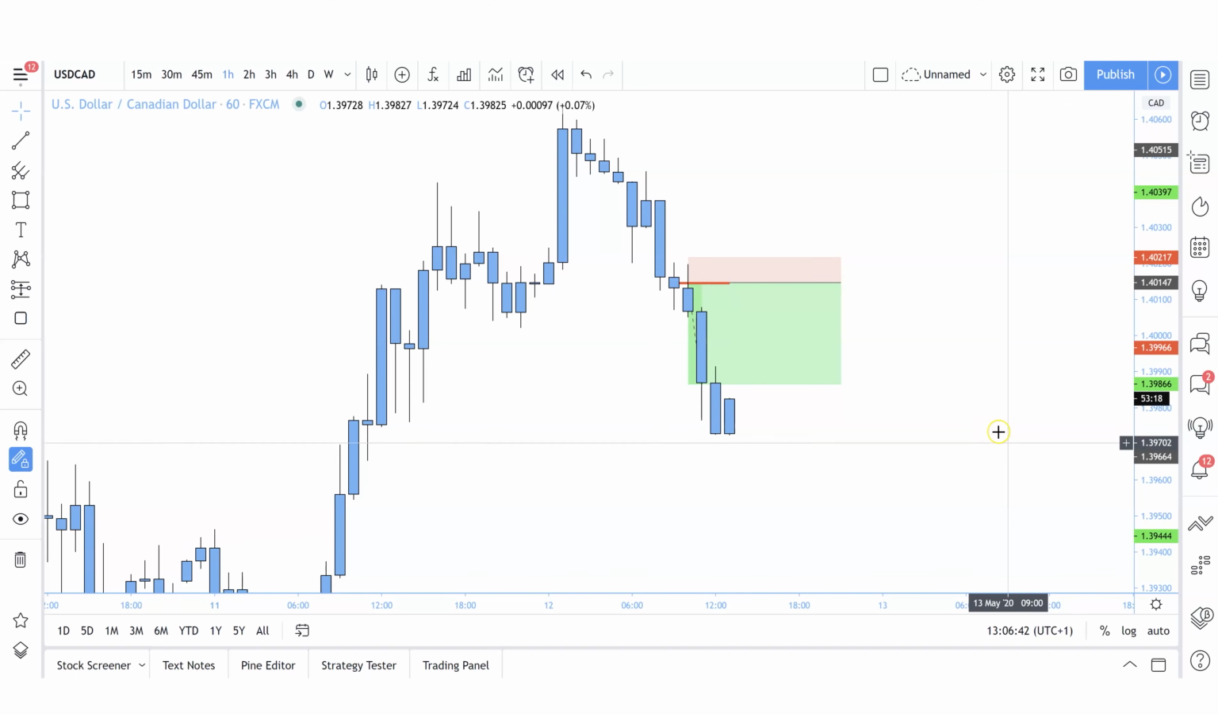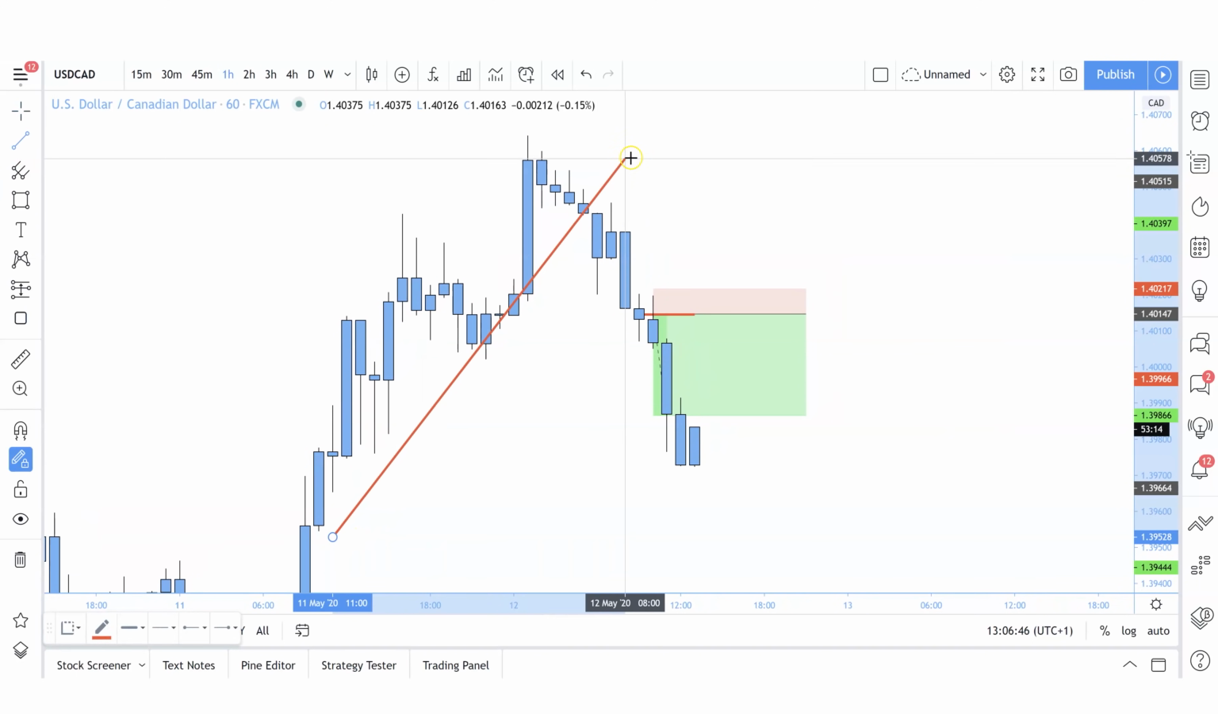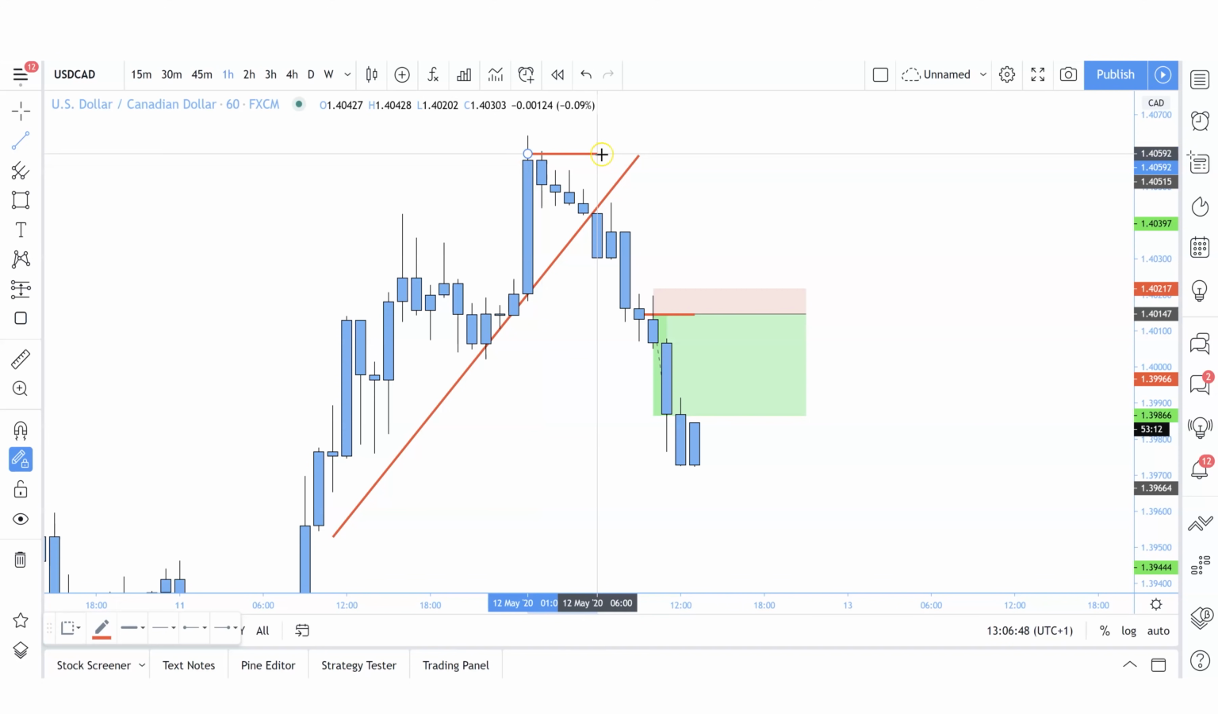This was a trade that I took. So same thought process, really. I saw that the market was in a strong trend to the upside. I could start to see that price made structural highs.